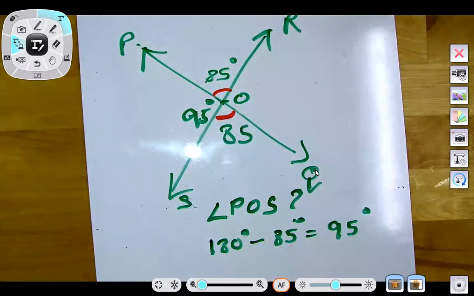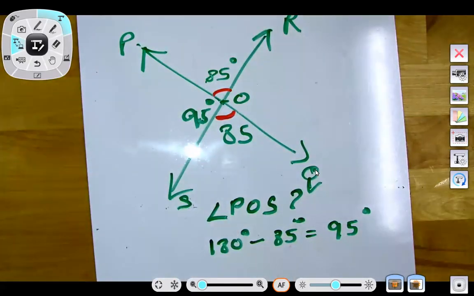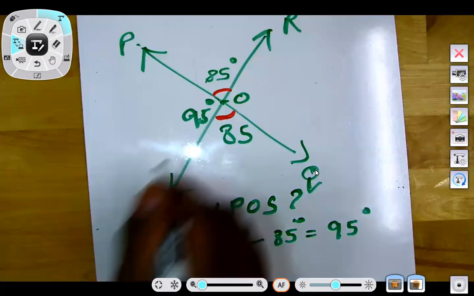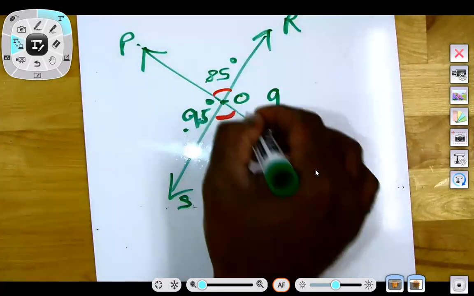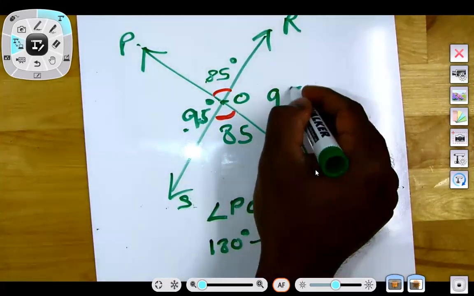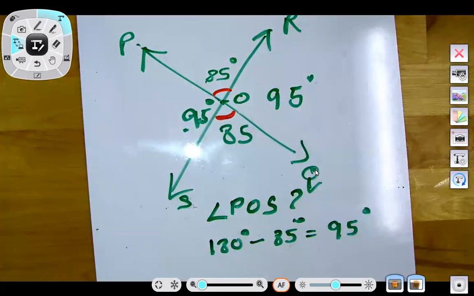So also you should know if two lines are intersecting, the adjacent angles are supplementary, or the total is 180 degrees. Then if this is 95, you know angle ROQ is also 95, because these two are vertical angles. So you should know that. All right.